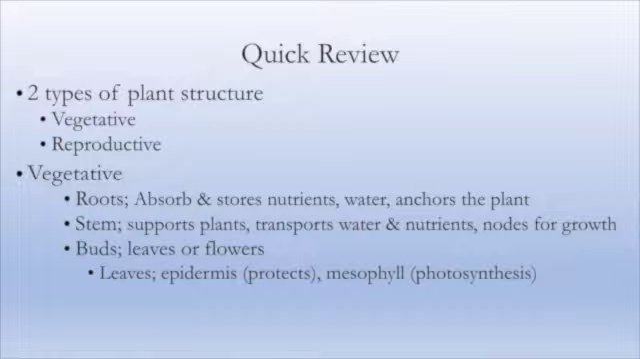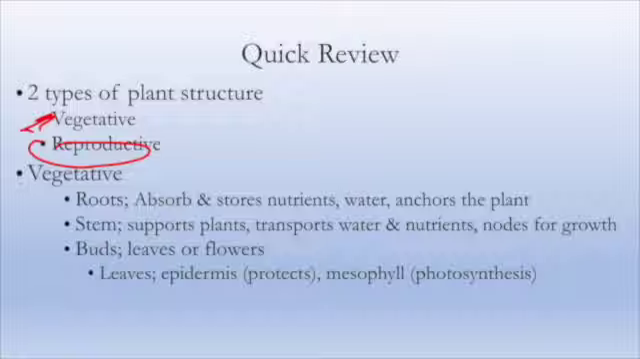So let's take a quick review. This again, my brain needs redundancy. There are two types of plant structure: vegetative, which we looked at today; reproductive, which we'll look at in the next video. Vegetative have roots. Roots anchor the plant. They absorb water and they absorb nutrients. Then you have the stem. The stem supports the plant. It provides for the flow up and down of water and nutrients, and it provides nodes for growth.